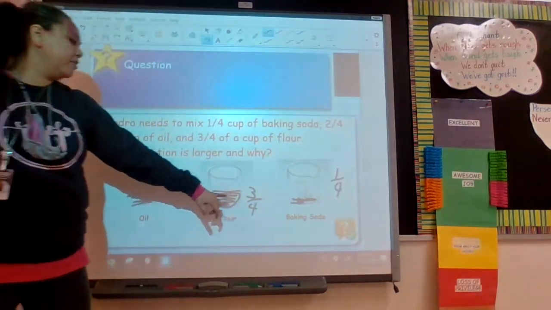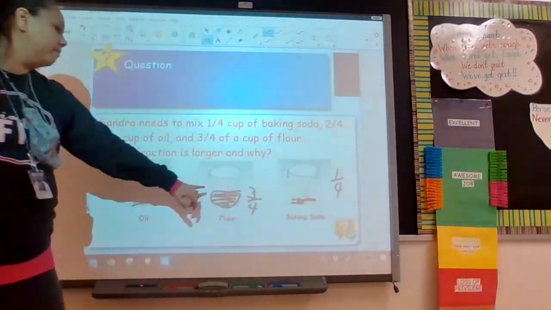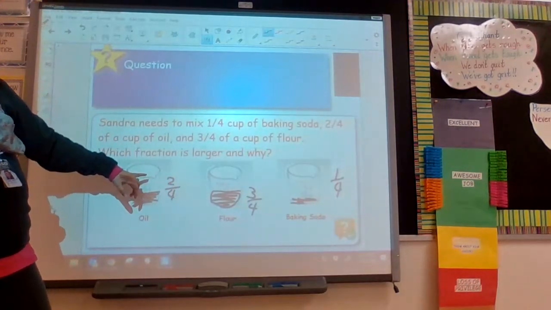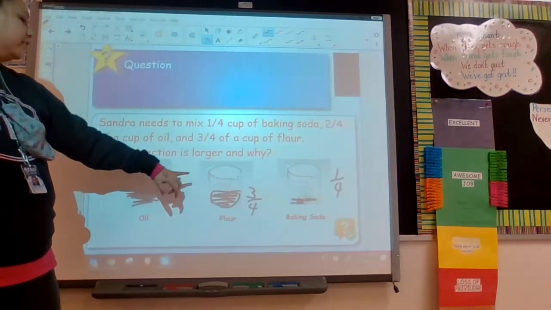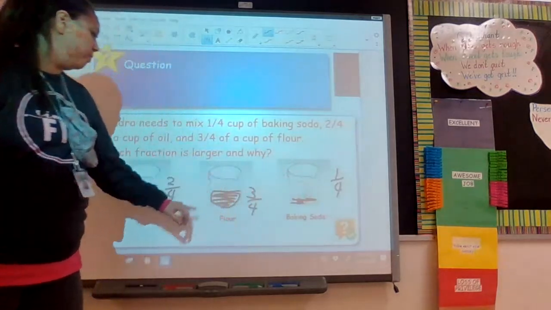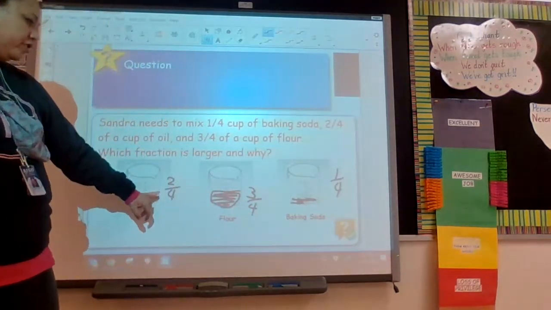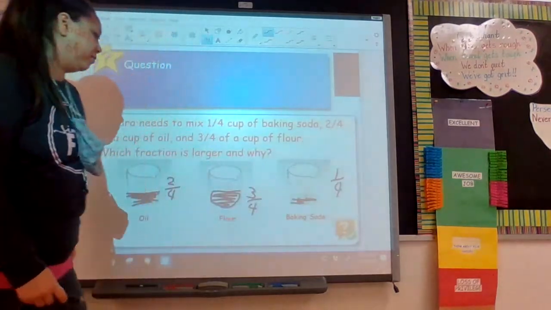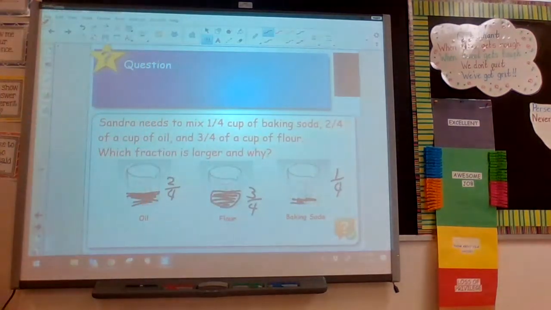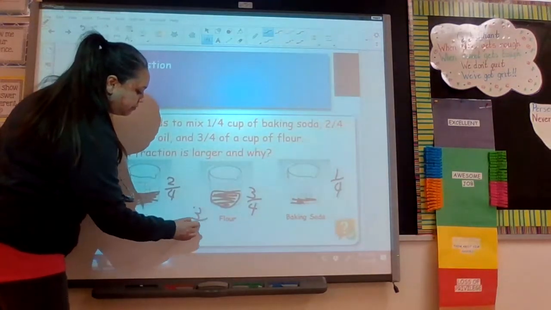Notice my denominator is the same. So here, all we have to do is look at the numerators, and which one is more is 3/4. So 3 out of 4 is more than 2 pieces out of 4 and 1 piece of 4. So then in this case, our answer would be, which fraction is larger? 3/4.